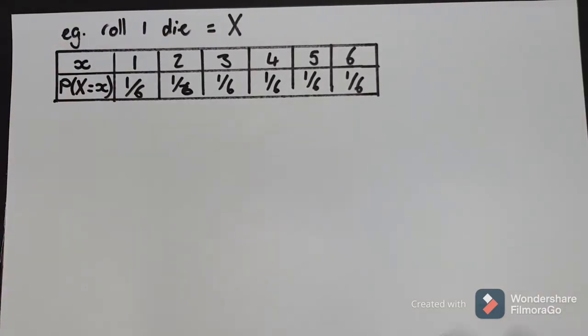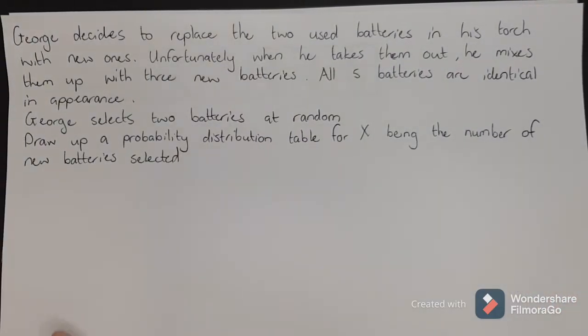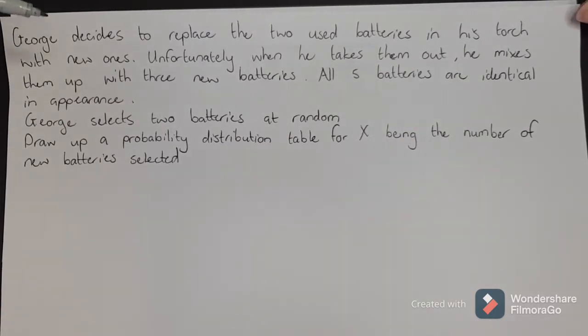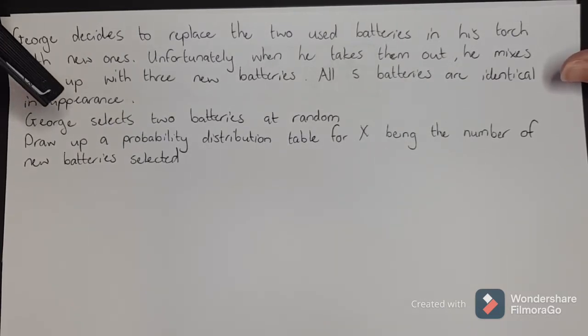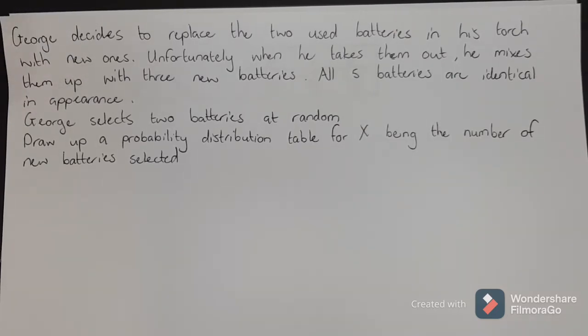So if we look at a different example where the numbers are going to be different, here we have George that needs to replace 2 used batteries in his torch with new ones. But when he takes them out, he mixes up the old batteries with 3 new ones in his hands, and all 5 batteries are the same in appearance. Now he selects 2 batteries at random from the 5 batteries that he has, and we need to draw up a probability distribution table for X being the number of batteries selected.